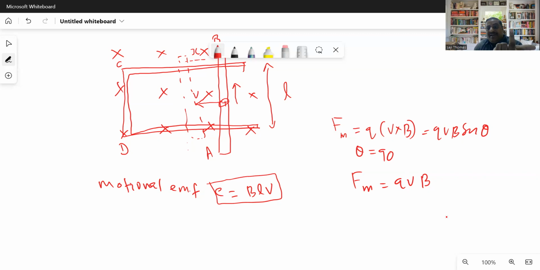Now we can calculate the work done. EMF is the work done on a charge. So the work done when the charge moves through a distance.